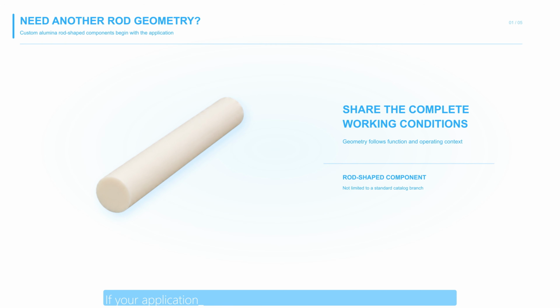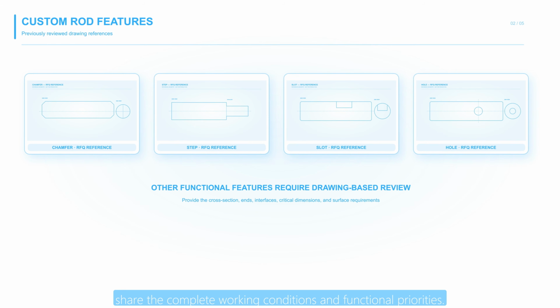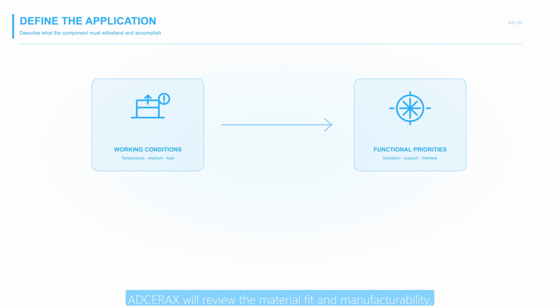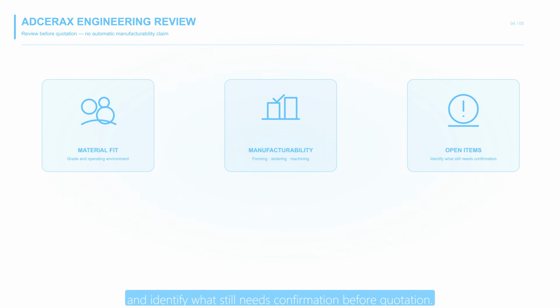If your application needs another alumina rod-shaped component, share the complete working conditions and functional priorities. ADCERAX will review the material fit and manufacturability, and identify what still needs confirmation before quotation.